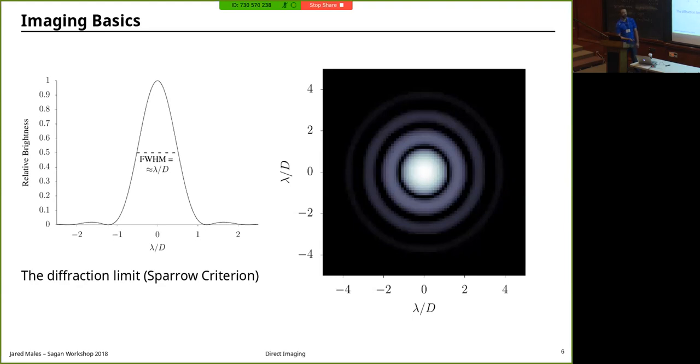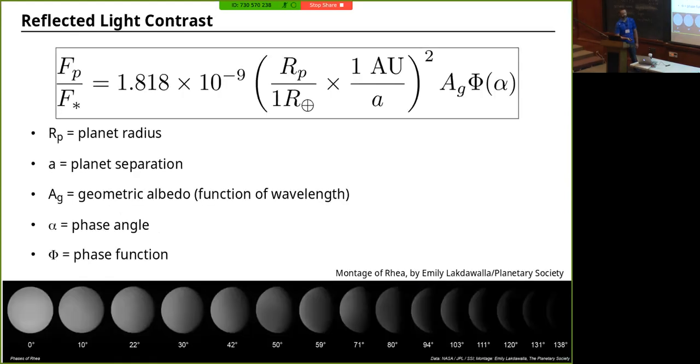So if we use a telescope, a perfect image like this, to image an exoplanet, how faint will that exoplanet be? In other words, what contrast do we have to get to? So you can calculate the contrast of a planet in reflected light. Now I'm talking about light that's bounced off the planet from its star and then come towards us and been collected by the telescope. And the contrast is the ratio of flux from the planet to the flux from the star.